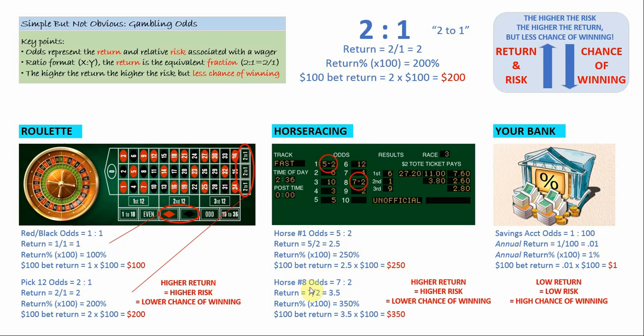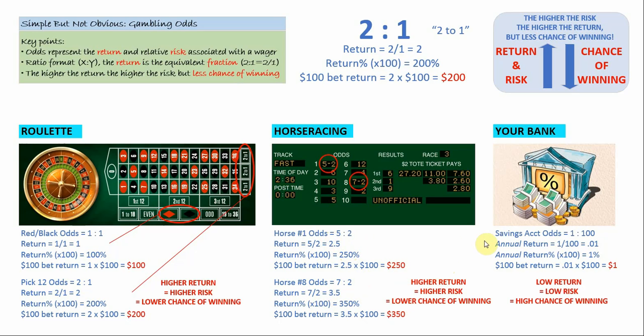And for horse number 8, the odds are a little higher here when we do the math. 7 over 2 is 3.5. So this horse will return 350%. And on our original $100 bet, that's $350. So when we say relative risk, what we mean is this horse has a relatively higher risk than this horse, and the return is higher, but the chance of this horse winning is lower. So you'll notice in horse racing, when they talk about favorites, they're often the ones with the lowest odds.